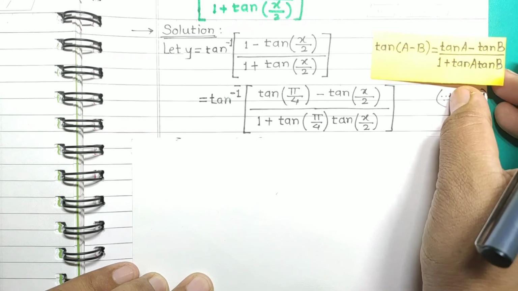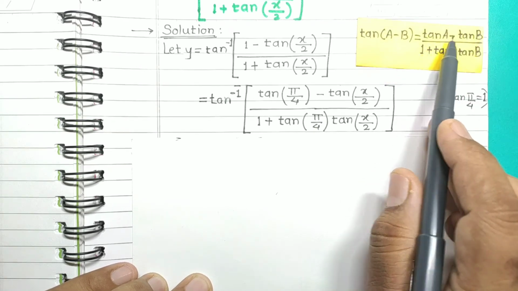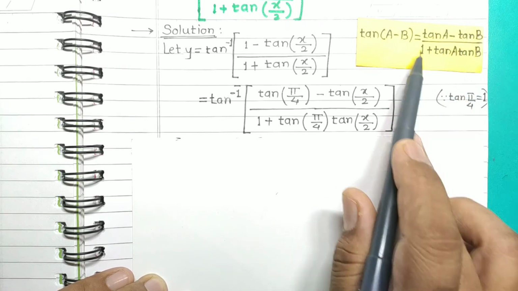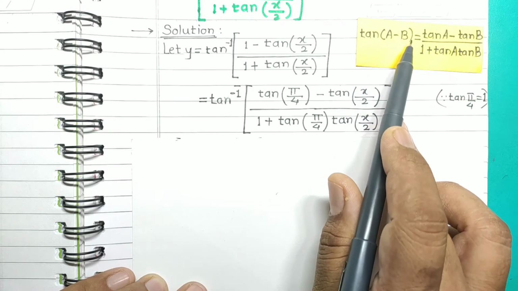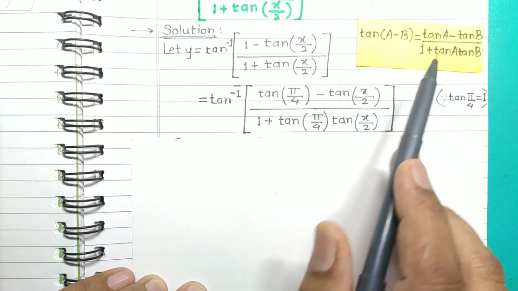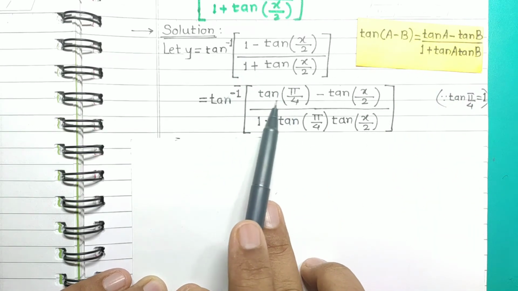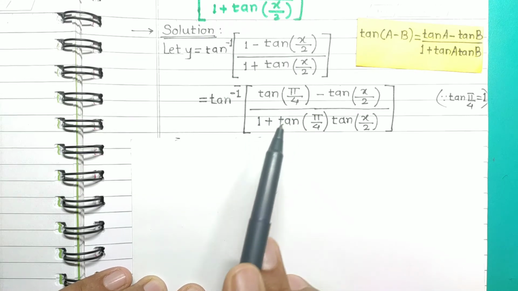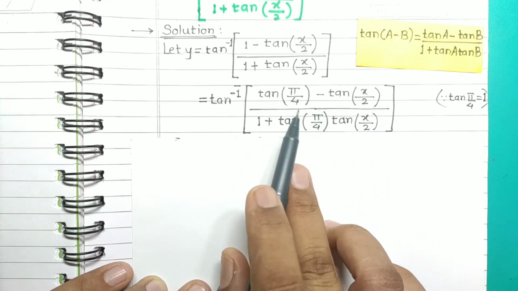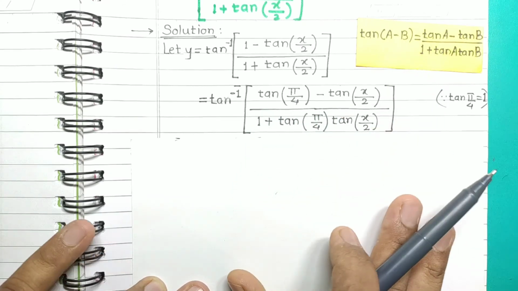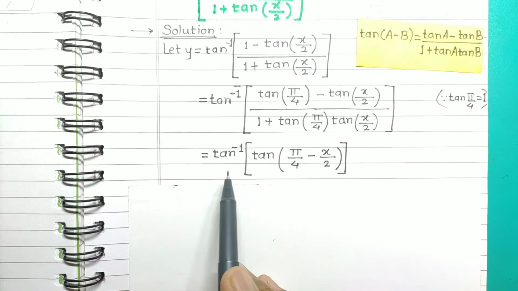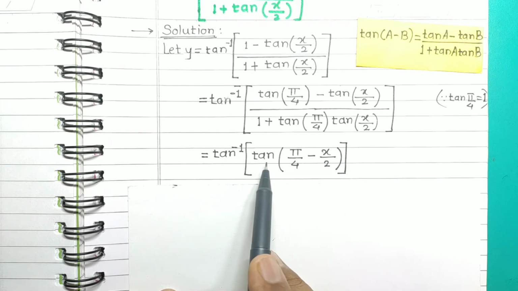Okay, so see, we have tan a minus tan b upon 1 plus tan a into tan b. We can write this as tan of a minus b. So keeping in mind this trigonometric formula, I have adjusted this 1 by this tan term. Okay, so you note this trick very properly. So we can write this term by using this trigonometric formula as tan of pi by 4 minus x by 2, and this gives tan inverse of tan.